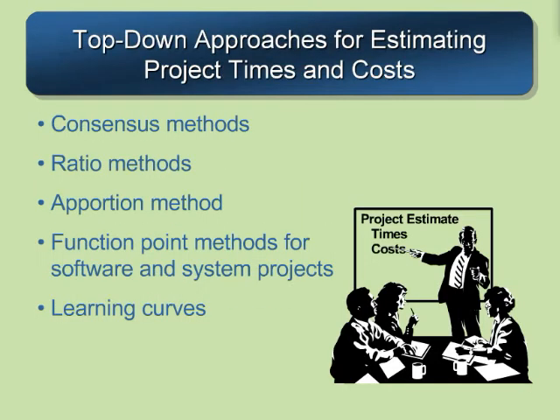Let's take a look at the top-down approaches for estimating project times and costs. There's a few methods the book describes: the consensus method, the ratio method, the apportionment method, function point methods for software and system projects, and learning curves. In the consensus method, we do just that.